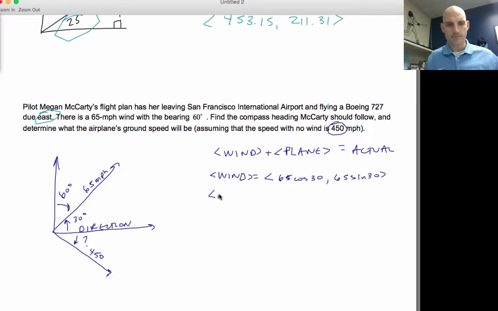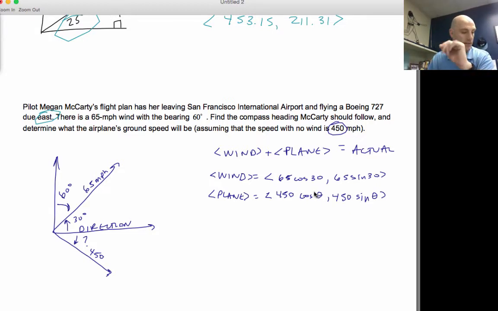My plane, for whatever else, I don't know my theta, but I do know that it's going to be 450 cosine theta. I don't know what it is. This is theta here. And then my y component is going to be 450 sine theta. Okay. When I add these together, let's look at exactly what I've got here.